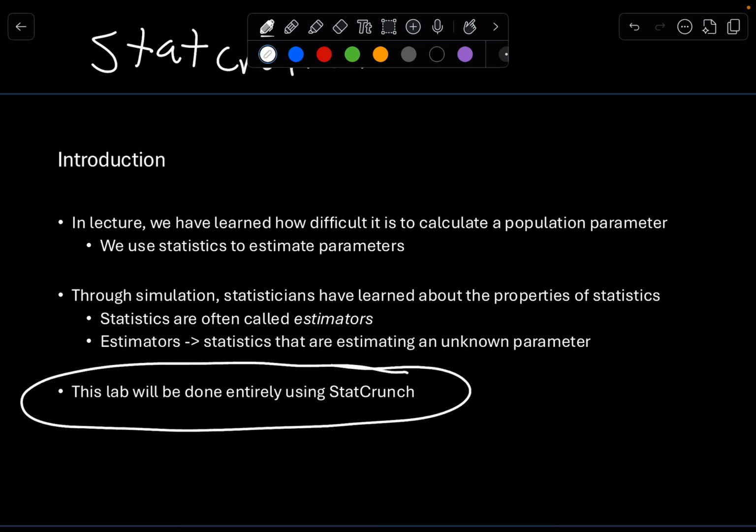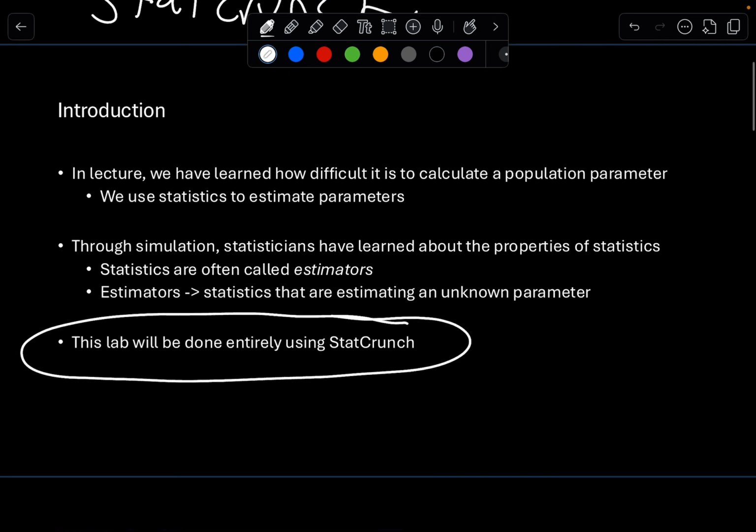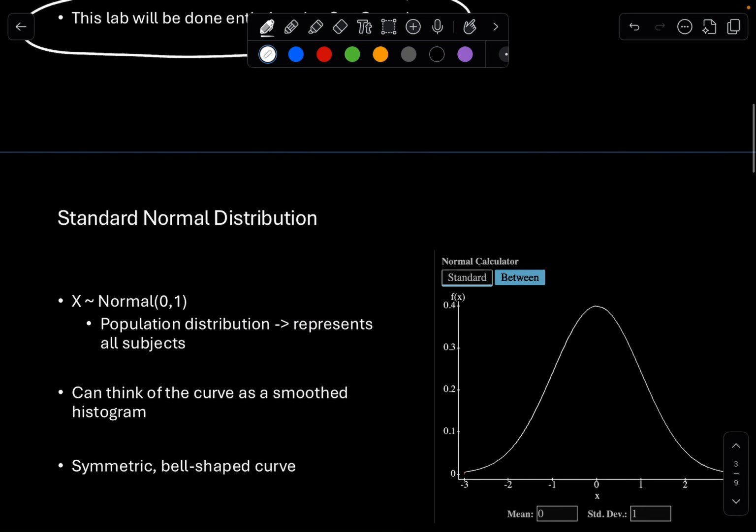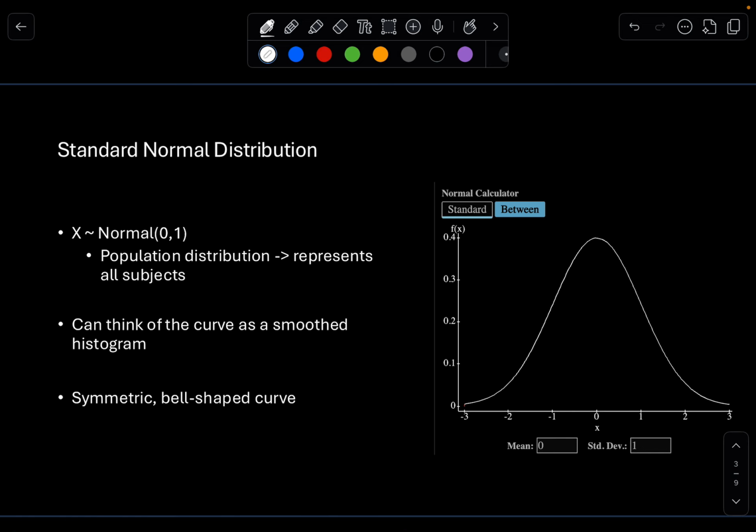We will generate some populations, and then we will be repeatedly generating samples from those populations. So let's take a look at some populations. The normal distribution. We call this a standard normal distribution. You may not have seen this in lecture, but if not, that's okay. A standard normal distribution just means that the mean is 0 and the standard deviation is 1. If that is the case, we have a standard normal distribution.